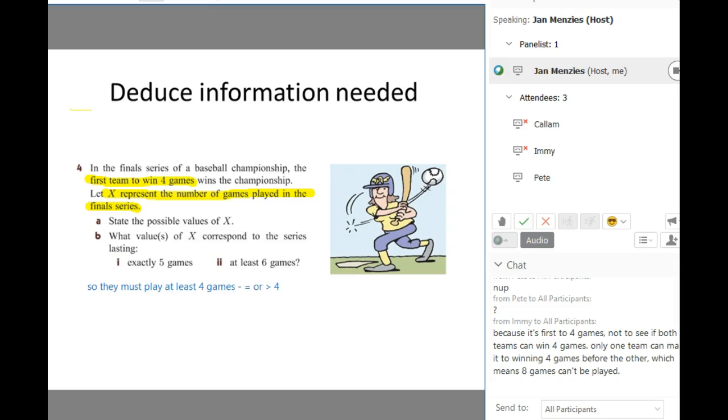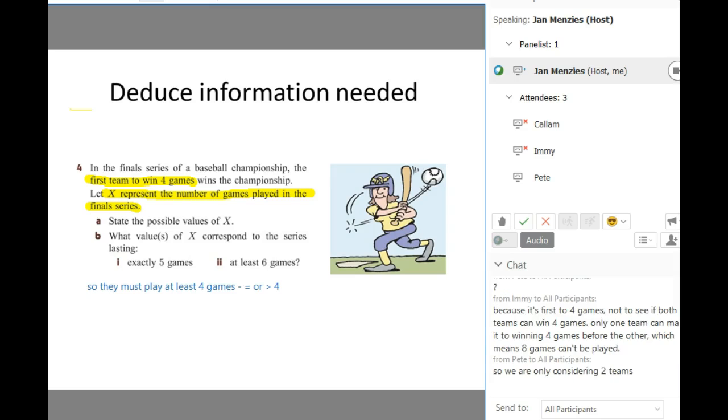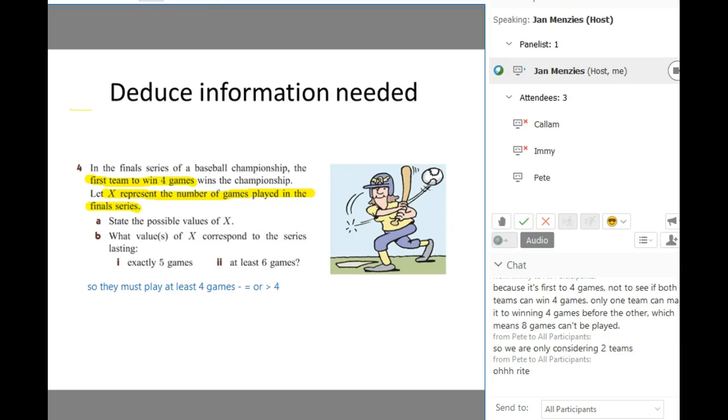Light bulb, do you think, oh yeah, that absolutely makes sense? Do you feel a sense of, I like it? If you had more than 2 teams, it would still be possible to have 2 teams with 4 games. So that is a really fair point.